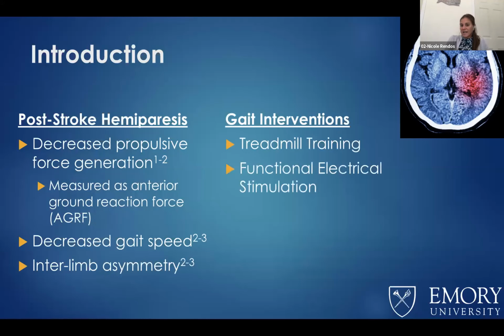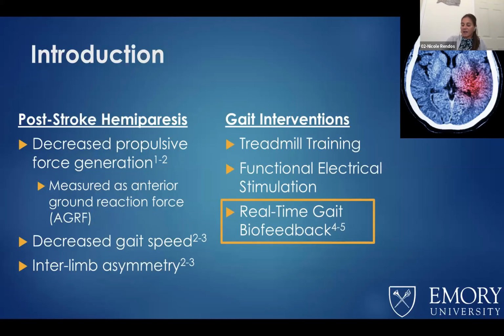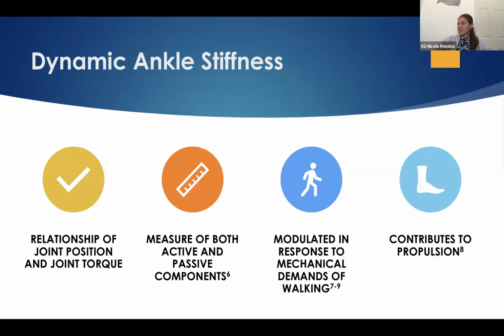We have tried several gait interventions which target these deficits, but what we're going to focus on today is real-time gait biofeedback. And real-time gait biofeedback has previously shown improvements in gait variables such as that plantar flexor moment and trailing limb angle, but today we are going to discuss dynamic ankle stiffness, also known as quasi-ankle stiffness. So it's the relationship of joint position or joint angle and joint torque or joint moment. And it's a measure of both active, so muscle and stretch reflex components, and passive, the viscoelastic properties of the muscle.